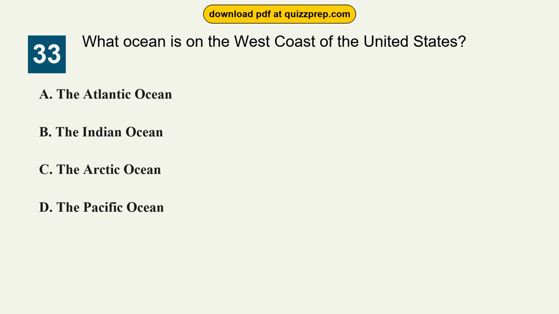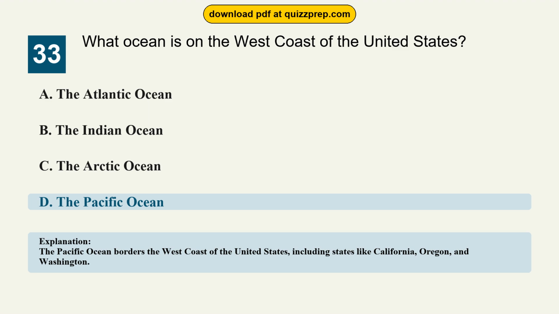Question 33. What ocean is on the west coast of the United States? Option A, the Atlantic Ocean. Option B, the Indian Ocean. Option C, the Arctic Ocean. Option D, the Pacific Ocean. The correct answer is option D, the Pacific Ocean. The Pacific Ocean borders the west coast of the United States, including states like California, Oregon, and Washington.